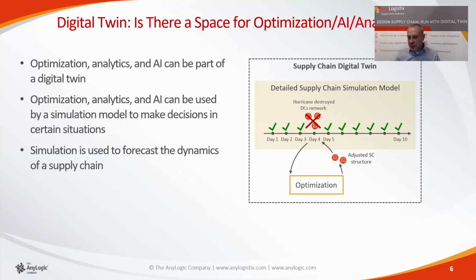Another example may be inventory policy, which uses AI to do a prediction of how much and when to order. And digital twin, for example, may call this policy, identify the quantity and time, and then continue simulation.